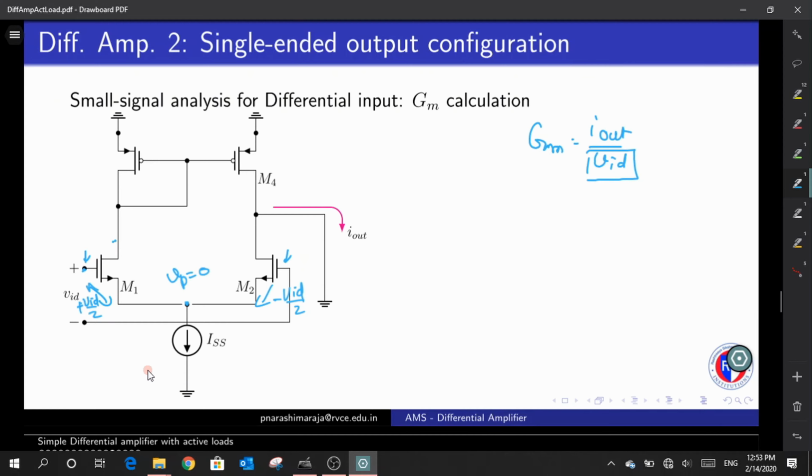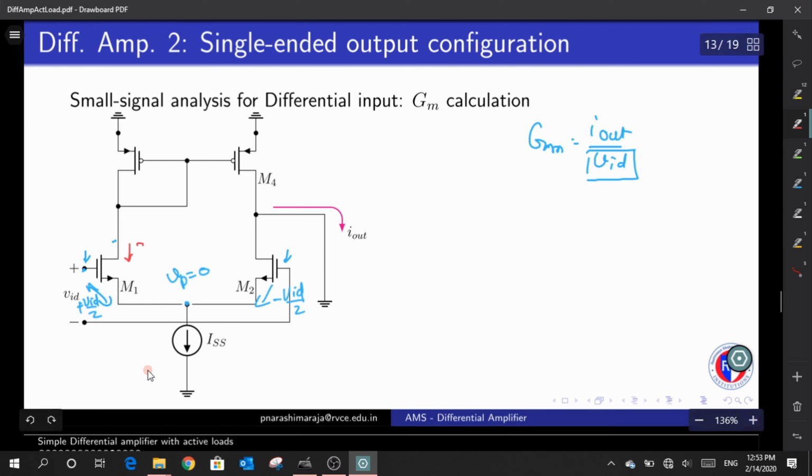If I had a different W by L factor here and a different W by L factor there, then I could not split this VID into two halves. That is a completely different story. But as far as this circuit is concerned, I am going to assume the W by L factors of M1 and M2 are the same, due to which the VID will be equally split. It's an antisymmetrical input, so I have plus here and minus here. Now, what is the current that flows through the drain of M1?